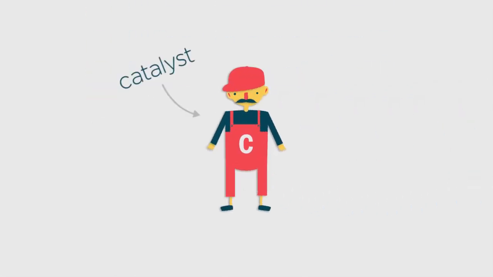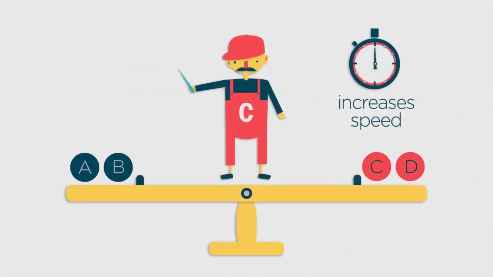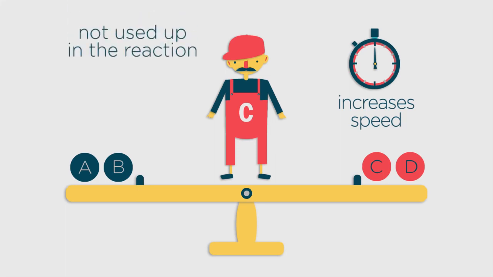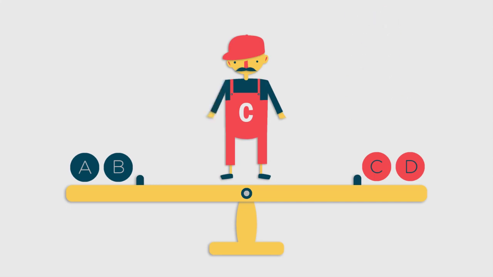A catalyst is something which speeds up a chemical reaction, but at the end of the reaction has the same mass as it had at the beginning of the reaction. This means that it is not used up in the reaction. It must, however, take part in the reaction, or we might as well not have it there at all.